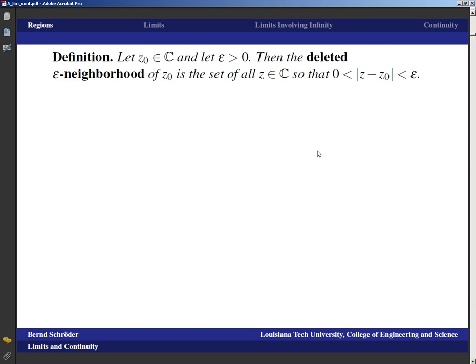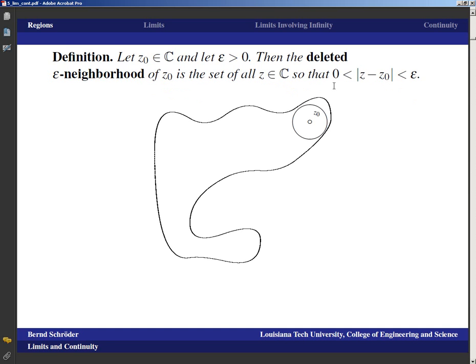Okay, well, let's consider z0 again. Let's let epsilon be greater than 0 again, and let's talk about the deleted epsilon neighborhood of z0, which is the set of all complex numbers z so that the absolute value of z minus z0 is smaller than epsilon but greater than 0. So those are all numbers that are close to z0 but not equal to z0, which I'm trying to indicate here with this open circle.